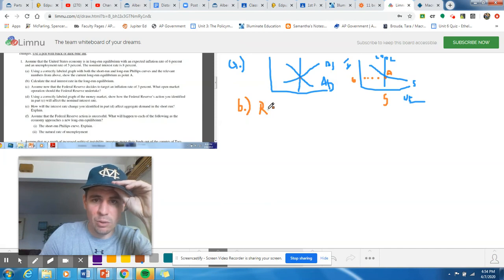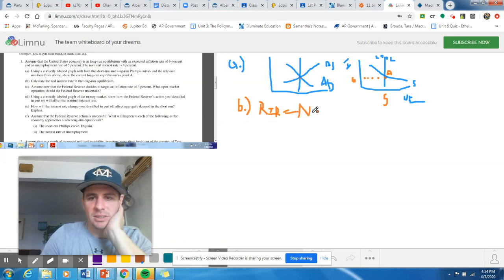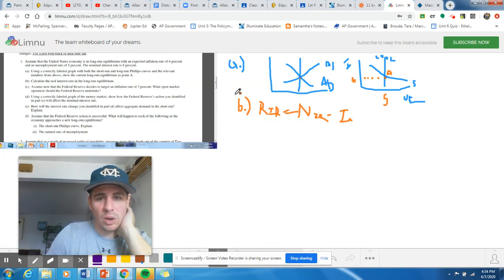The answer to B, real interest rate. You got to know the formula. Real interest rate equals nominal interest rate, nominal IR, minus inflation or expected inflation. So now I'm just plugging in numbers. Well, I know my nominal interest rate is 8. Nominal interest rate is what the bank charges its customers. The inflation rate is 6%. That gives me a real interest rate of 2%.